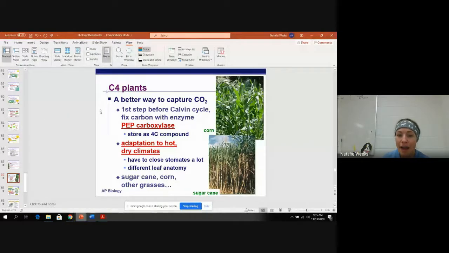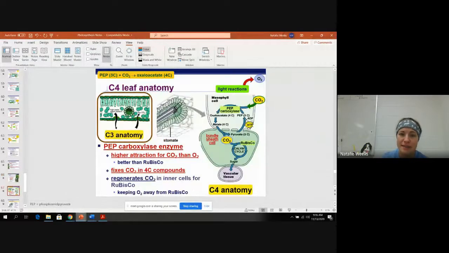These plants are adapted to really, really hot, dry climates. The reason why is because they have to be able to close their stomata during the day. This is one of the reasons why corn has been so prevalent in the world as a cash crop and as a crop to feed different people, because it is adapted to really, really hot, dry environments. So it's a cool adaptation that some of these plants have.